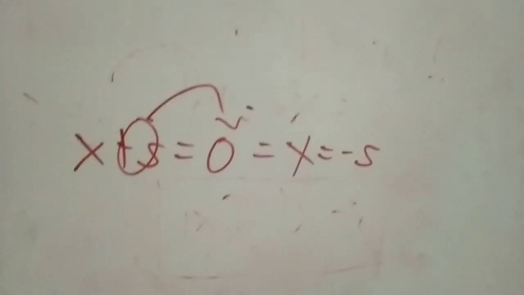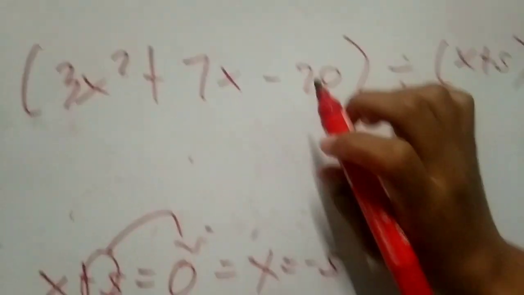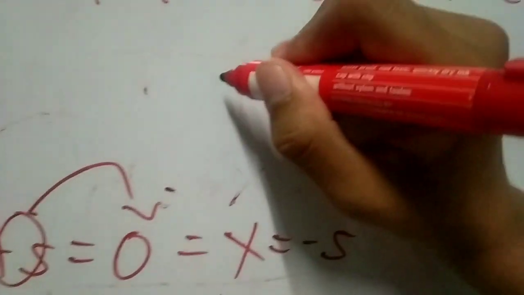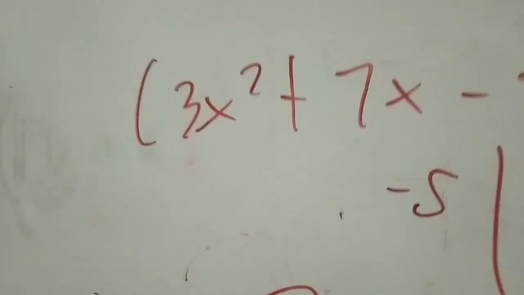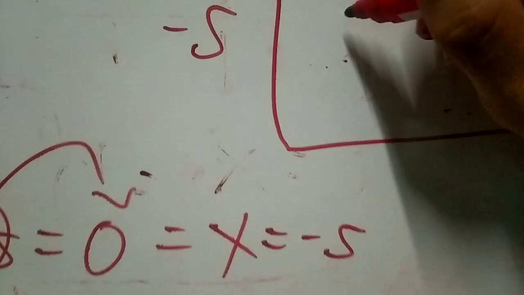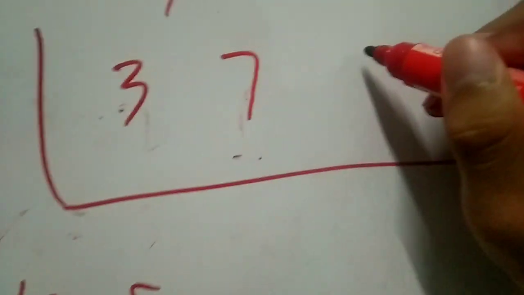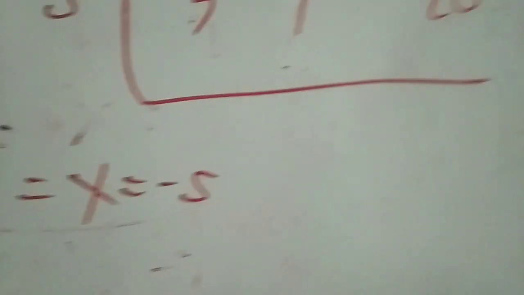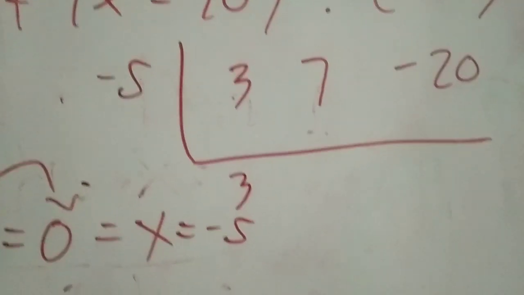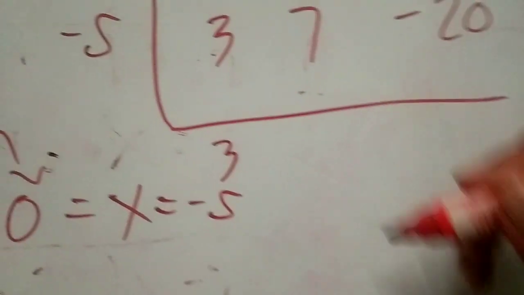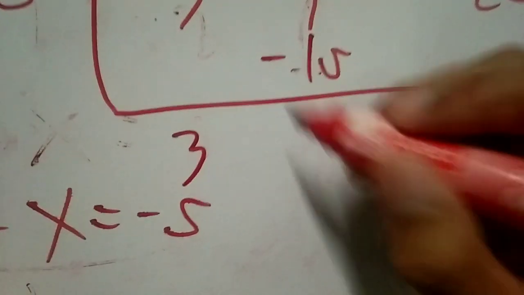Now that we have that as our factor, we can now get the coefficients of this function. So, negative 5. Find the coefficients of these terms, which are 3, 7, and negative 20. Apply them. Bring down 3 and multiply. Negative 5 times 3 becomes negative 15. Add that. Becomes negative 8.